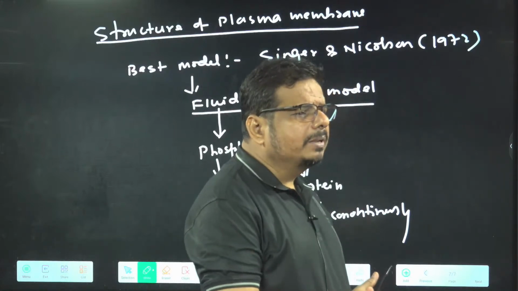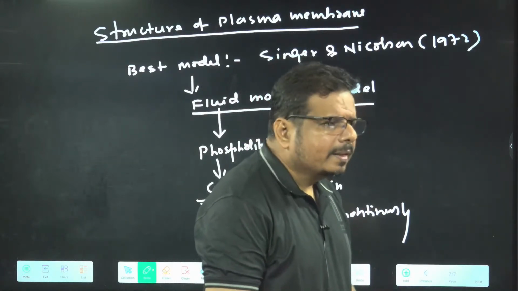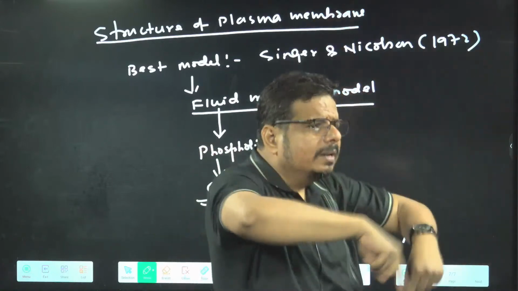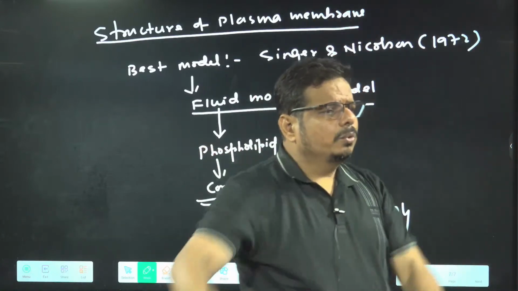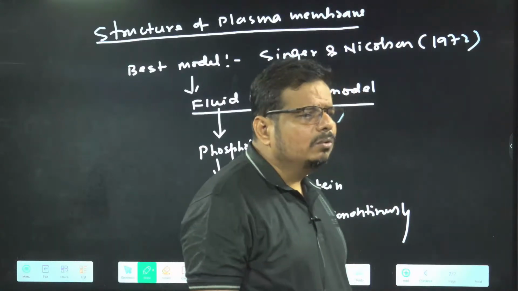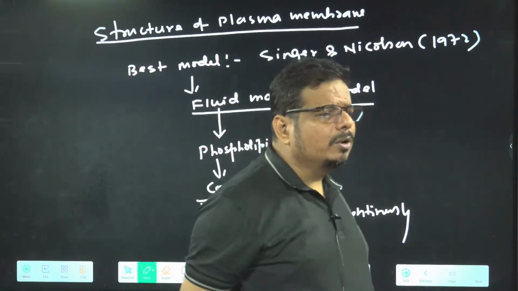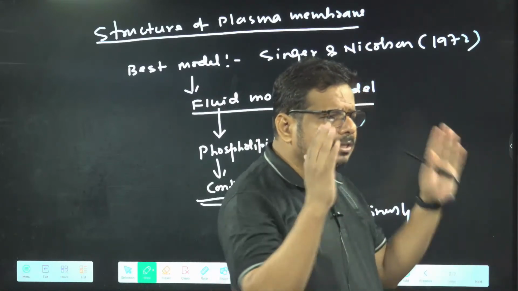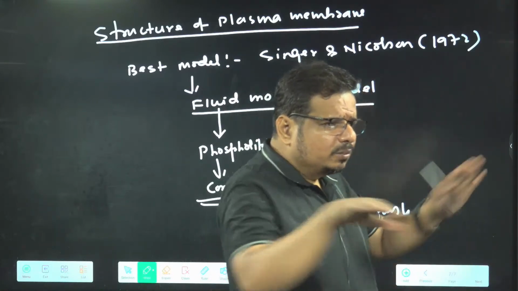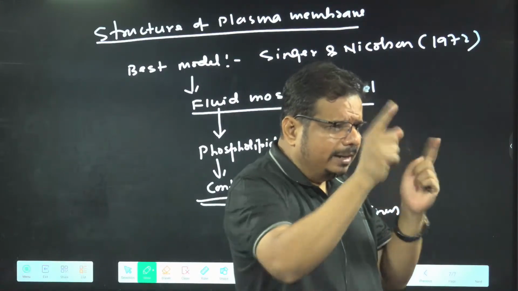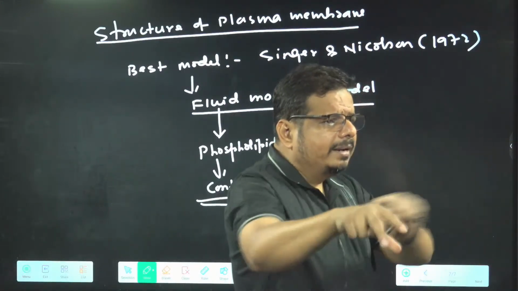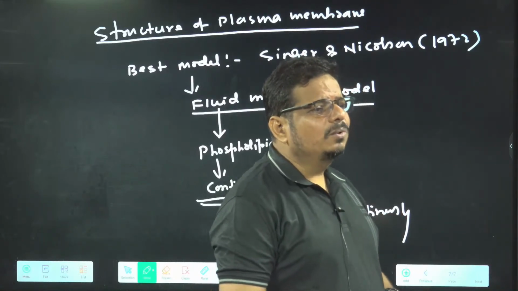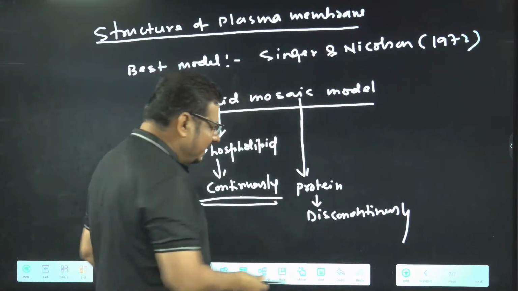An example of fluid mosaic is an iceberg in the ocean, where the oceanic water is fluid, like lipid, and the icebergs here and there are protein. Are you getting the meaning of fluid mosaic? Another example is gulab jamun in sugar syrup. The sugar syrup is fluid, equivalent to lipid, and the gulab jamun embedded here and there is equivalent to protein. This is called the fluid mosaic model. Is it clear?